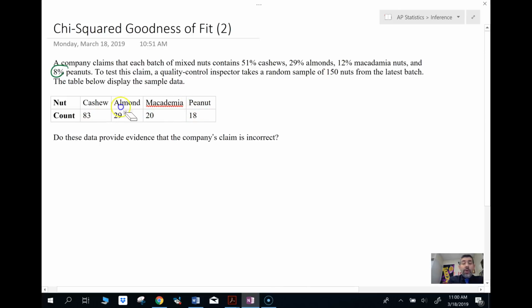So let's go and run through this one here. Remember that if we see the word evidence, we know we're doing a hypothesis test. So let's first do our hypotheses.